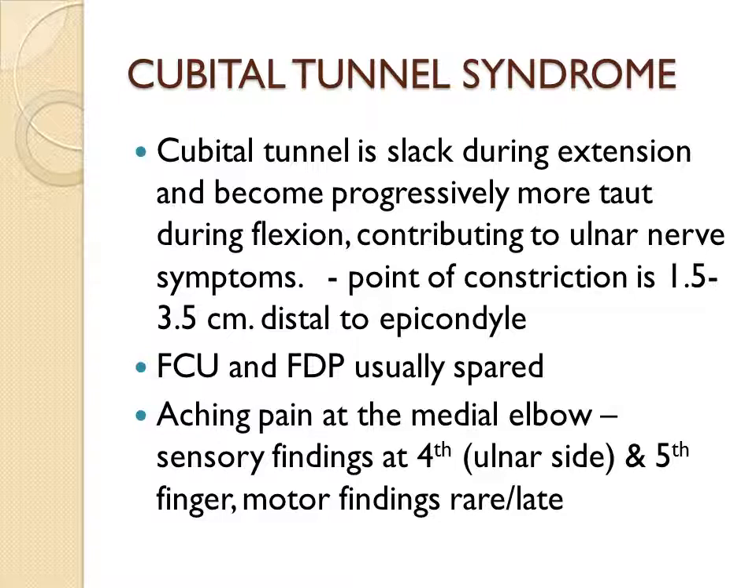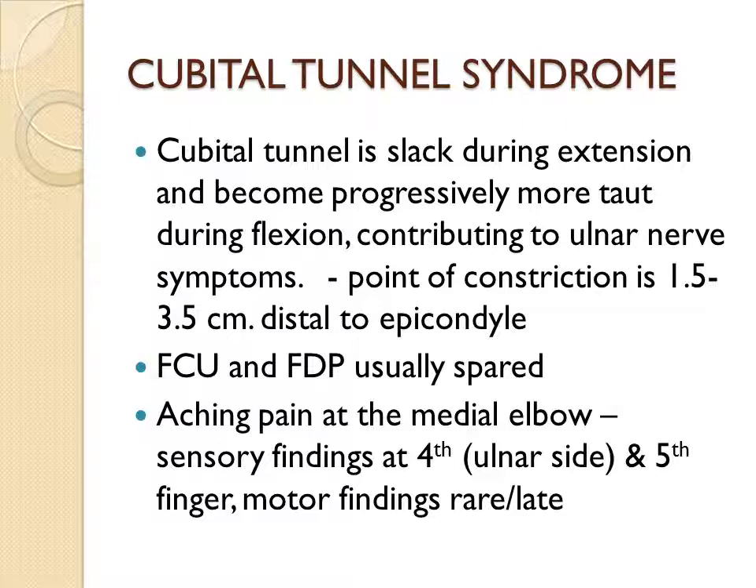And the point of constriction of the ulnar nerve is maximal about 1.5 to 3.5 centimeters distal to the medial epicondyle. So if you place your thumb over your medial epicondyle in the region of the cubital tunnel, approximately 1 thumb's width distal to the medial epicondyle is where the point of constriction of the ulnar nerve is going to take place.